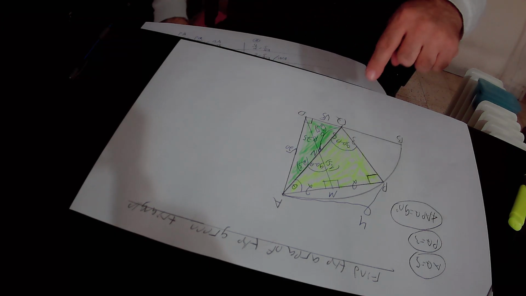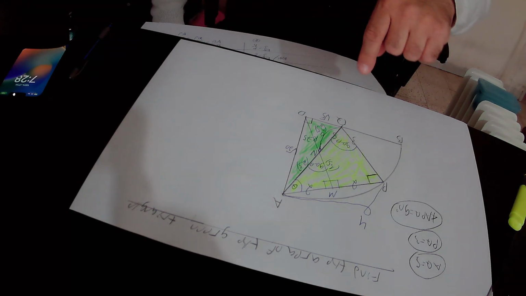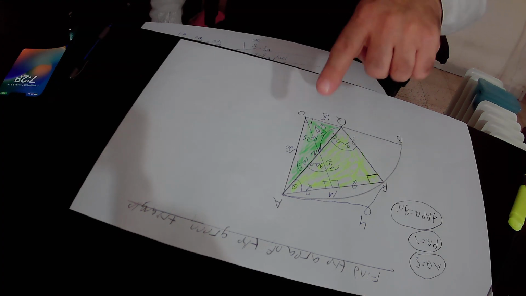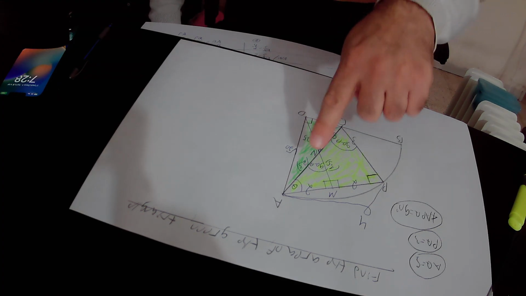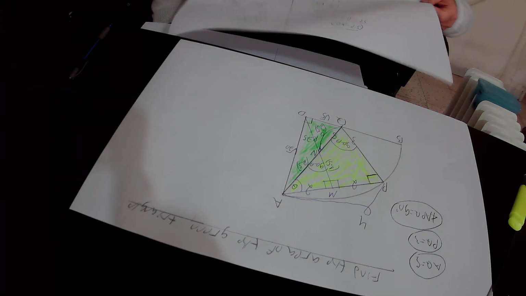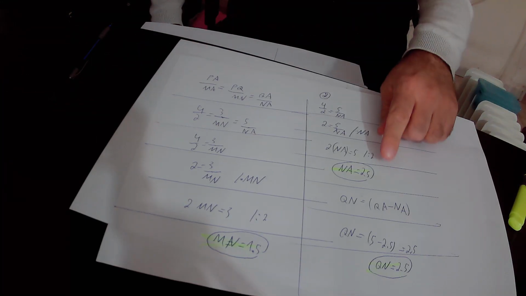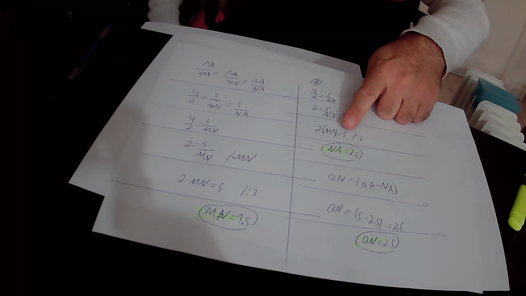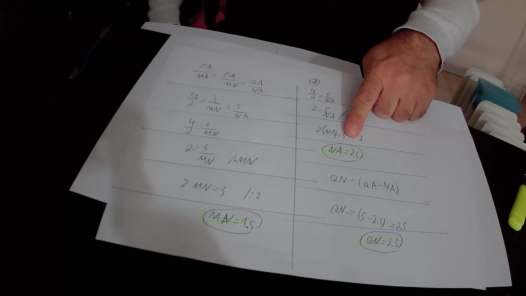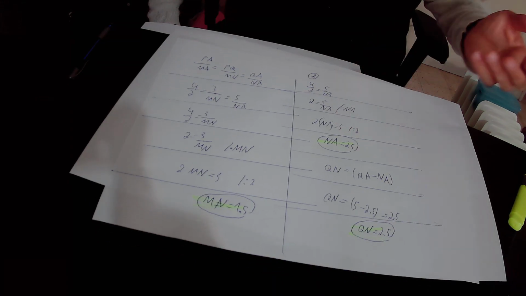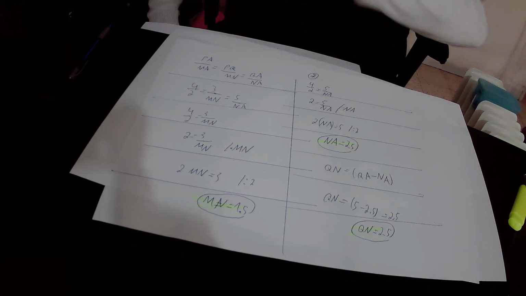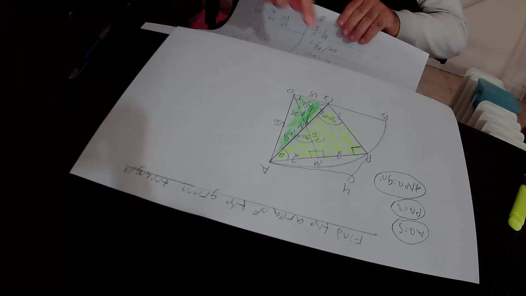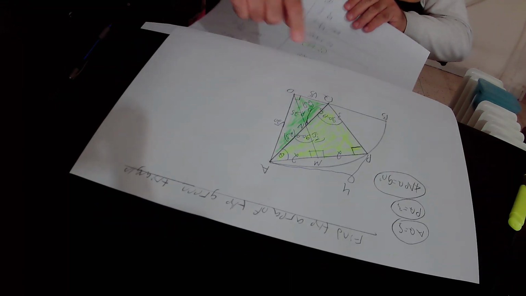What is the length of line segment QN? Line segment QN equals QA minus NA. So QN equals QA, that is 5, minus NA, which is 2.5. In conclusion, QN equals 5 minus 2.5, that is 2.5. So QN equals 2.5 units in length.